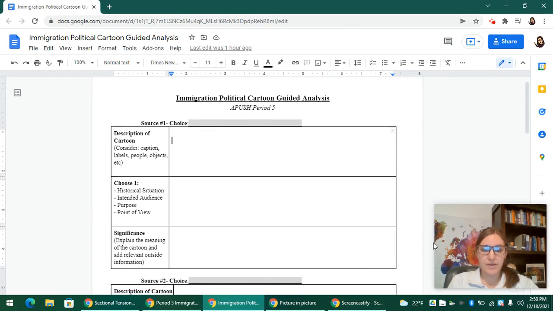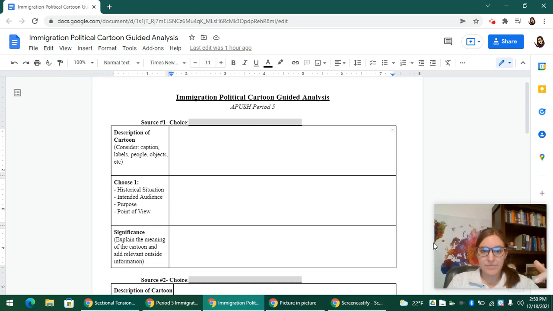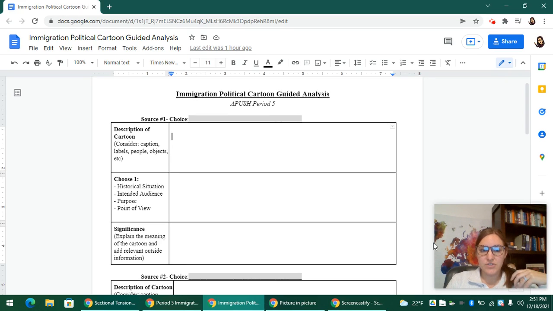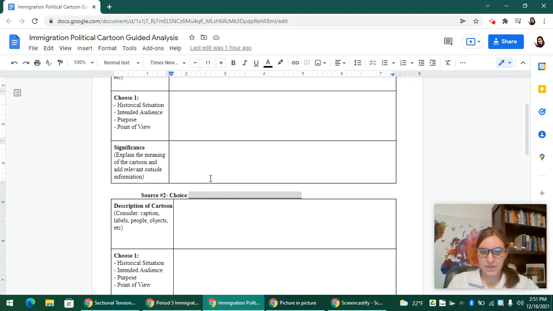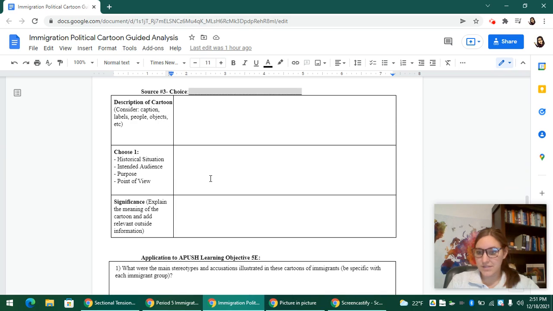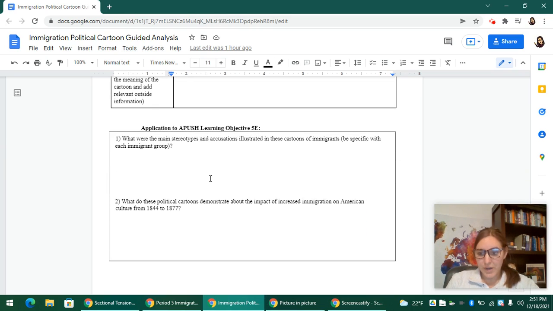It's very simple. It is editable. For my students, I always allow them to have a choice. Sometimes when I do political cartoon analysis, I may have one that I definitely want them to look at. But for these, I just felt like there was such a good variety that students get to choose three cartoons to analyze. So first, they describe what's in the cartoon, and then they're going to analyze it using the HIP analysis tools that we use in APUSH, and then they explain the significance. So they do that three times out of the 10. And then they're going to answer two questions related to immigration and that learning objective.